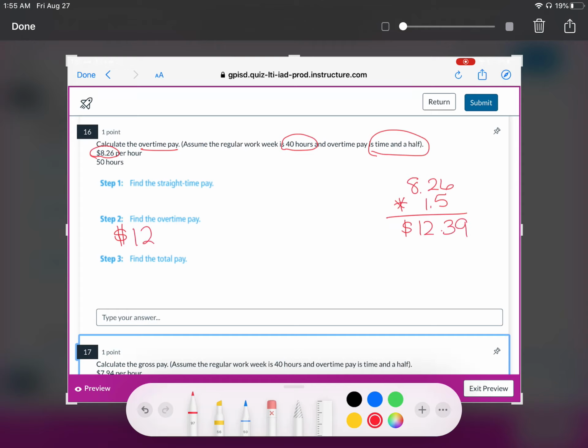So that is the very first thing you need to do on your problem. It doesn't matter that your numbers are different. You have to figure out what is your overtime pay rate. Take your pay per hour and multiply it times 1.5.